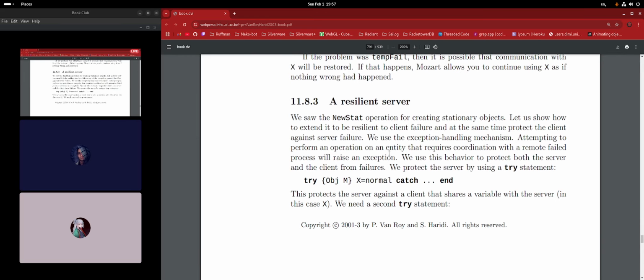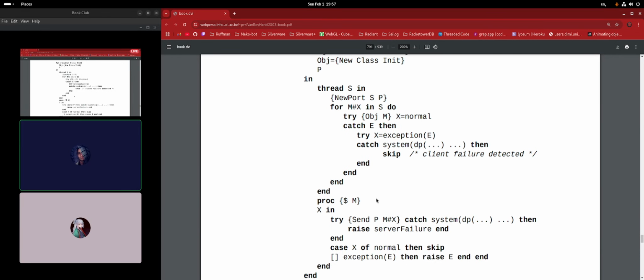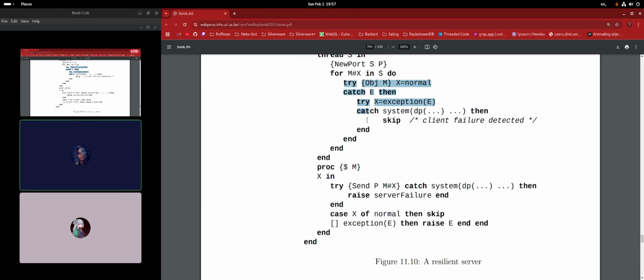Resilient server. The new stat operation for creating stationary objects. Attempting to perform an operation on an entity that requires coordination with a remote failed process will raise an exception. We have to do something about that. We're going to use a try catch for that, and it's going to look like this at the end. The only difference, as far as I can tell, is that there are try catches in the for loop and in the send as well.